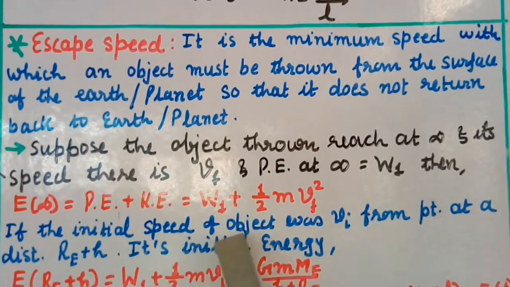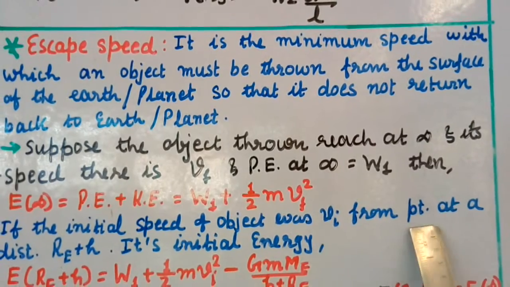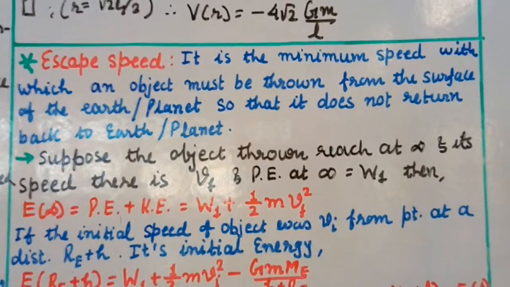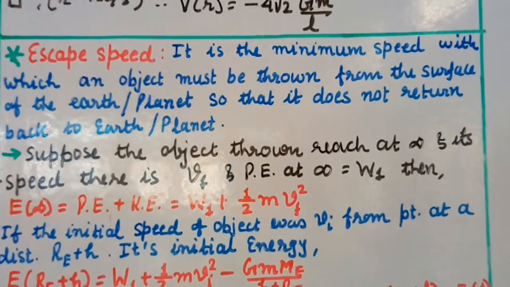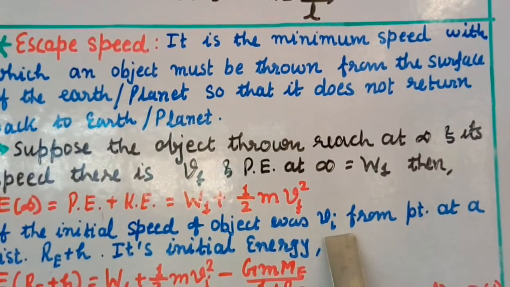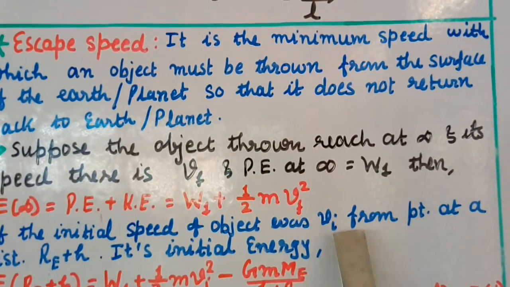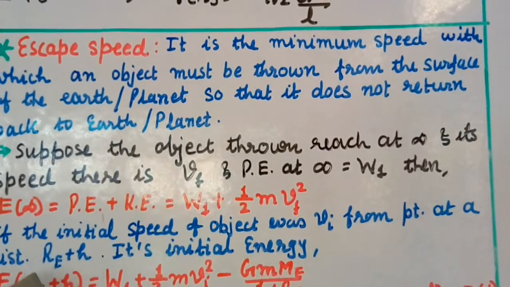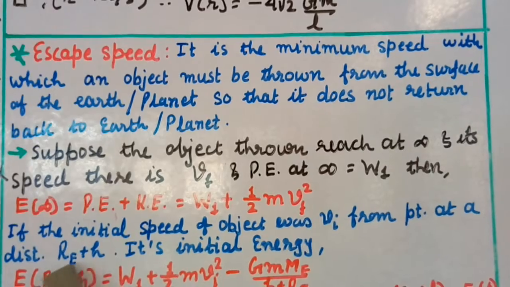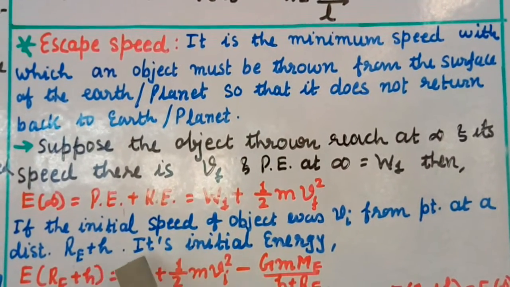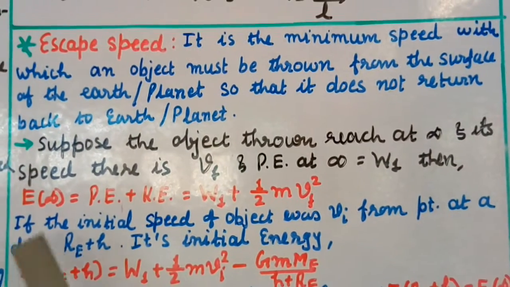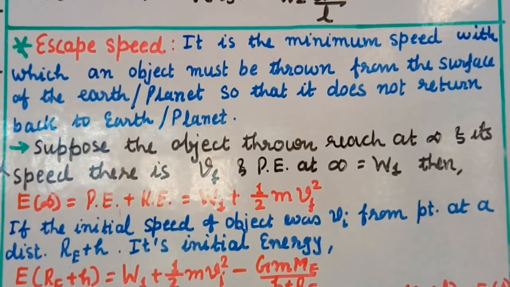If the initial speed of the object was Vi from a point at a distance Re plus h. Initially it is on the surface of the Earth. Suppose it is at height h. Then we assume the speed is Vi. Initially the object's speed is Vi at the point where you have thrown it from. So that is the radius plus the height h, Re plus h. Its initial energy will also be the sum of the potential and the kinetic energy.